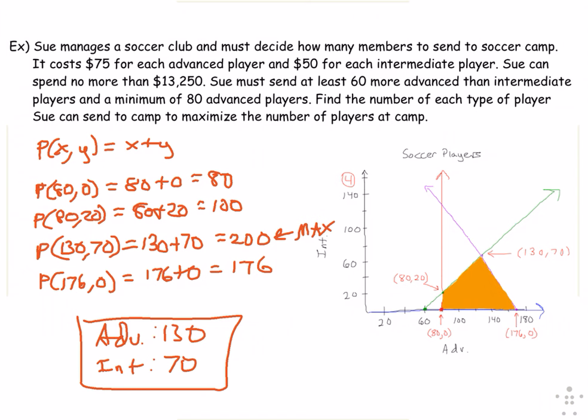So linear programming is great, like most mathematics, because it extends our power of thinking. I don't know if I could just look at this problem and say, yeah, 130 advanced players, line them up, put them on the bus, and 70 intermediate. I know that's going to fit my budget, and I know it's going to meet the fact that I need to always send 60 more advanced than intermediate, and I can't send a minimum of 80 advanced. Our minds don't work that way. So linear programming is a systematic way of being able to maximize or minimize a system.